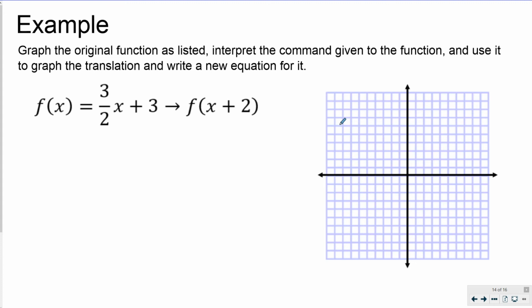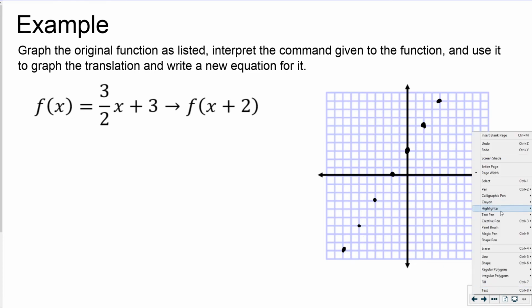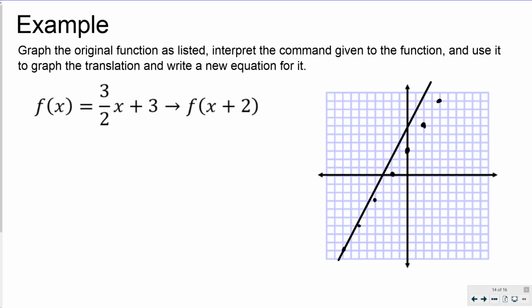Okay, and I got another one here because it's really important that we see all types of ones and what they can do here. So graph the original function as listed, interpret the command, give it to the function, and use it to graph the translation, write a new equation for it. So if I start graphing right away, the original function is plus 3, and it's 3 halves. So up 3 over 2. So you can see I'm just working the equation backwards here. And I'm going to take my line because I want to get through this quickly. And it goes off in the distance forever outside the coordinate grid, outside of our viewing window, excuse me.